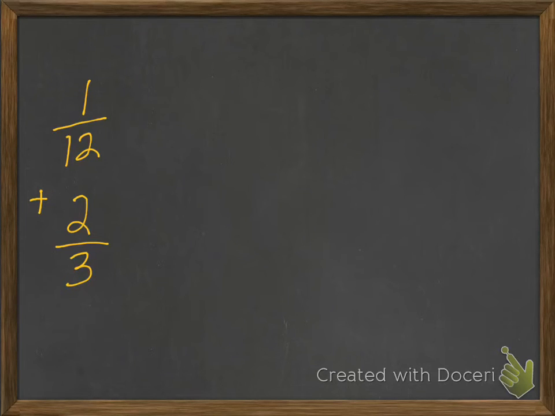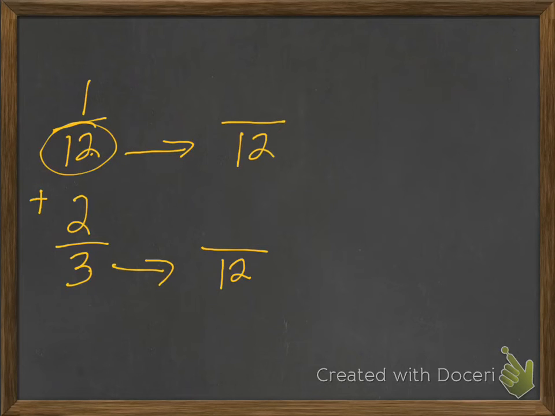So in this case, 3 goes into 12. So we know 12 is our common denominator. So all we have to do is change this to 12 and leave this as 12. Okay? So since we left that as 12, we can leave the top. Okay, well down here, I have to say 3 times what gave me 12? Well, 3 times 4. So I have to do that to the top. 2 times 4 is 8.